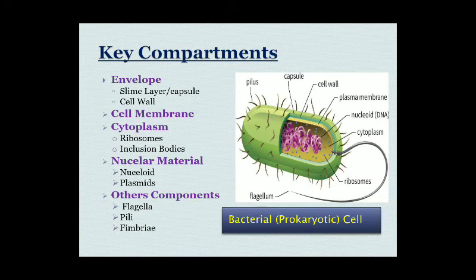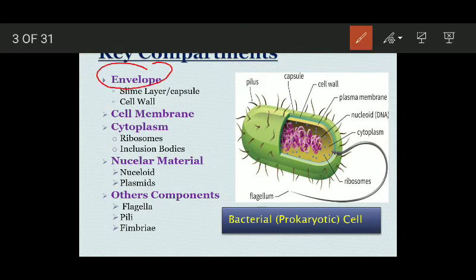The key components that we are going to talk about under this topic are the envelope, then the slime layer, or you can say capsule, then the cell wall, and later the cell membrane, cytoplasm, the ribosomes which are present inside the cytoplasm, inclusion bodies, and nuclear material. Under nuclear material we will talk about the nucleoid first, and then the plasmids.